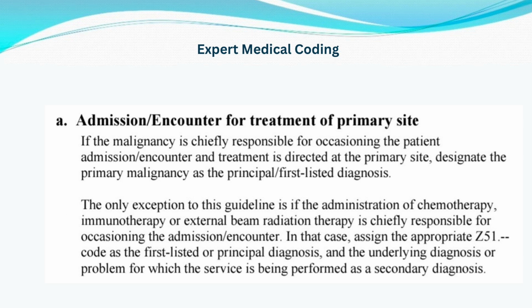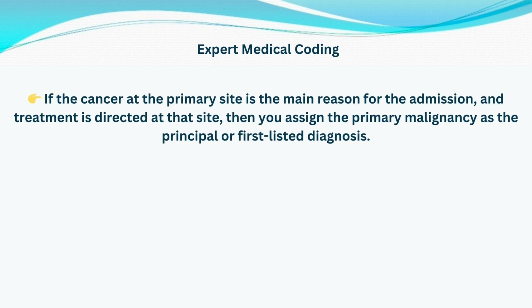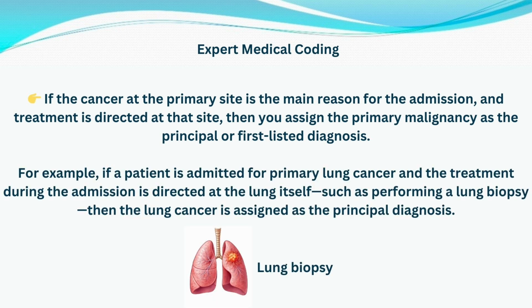Now that we have read the guideline, let's understand this in a clear way. So if the cancer at the primary site is the main reason for the admission and treatment is directed at that site, then you assign the primary malignancy as the first-listed or principal diagnosis. For example, the patient is admitted for primary lung cancer and the treatment during the admission is directed at the lung itself, such as performing a lung biopsy. So then the lung cancer is assigned as the principal diagnosis.